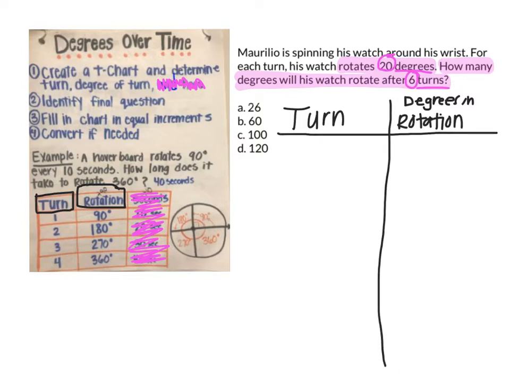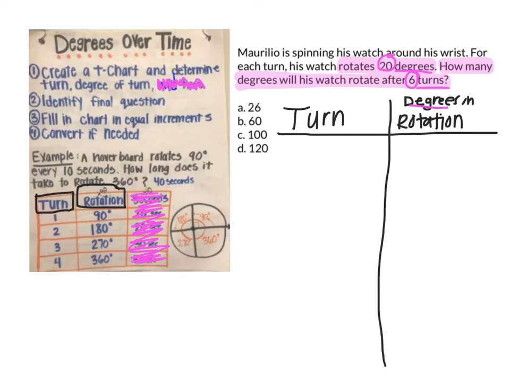Our second step asks us to identify the final question. Our final question is, how many degrees will his watch rotate after 6 turns? So our answer is going to be in degrees.